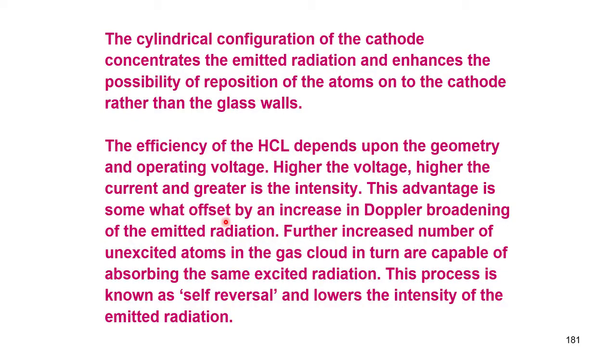Okay. So, the efficiency of the hollow cathode lamp, that is designated as HCL, that is why the confusion. The efficiency of the hollow cathode lamp depends upon the geometry and operating voltage. The higher the voltage, the more the radiation; the higher the current, the greater the intensity. So, to get high intensity radiation we have to apply higher voltage. But this advantage is somewhat offset. We cannot keep on increasing the voltage to a hollow cathode lamp.